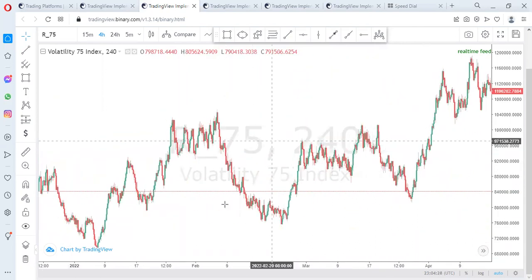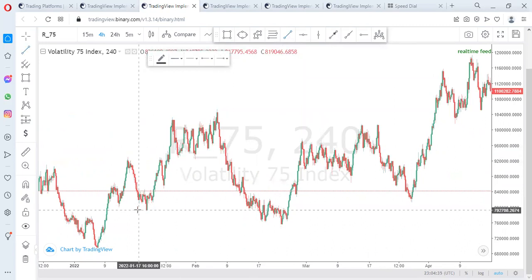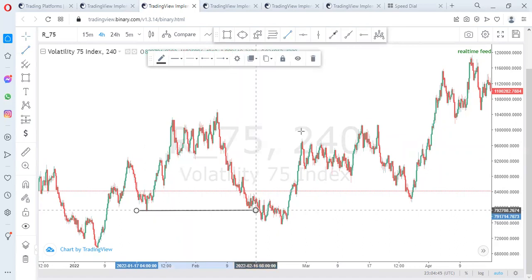Okay, so now look at what we have here. I told you it's a manipulation of a particular area. That's why we don't buy at a double bottom. We don't sell at a double top, because we know that areas will get manipulated. Look at these equal lows in the market.